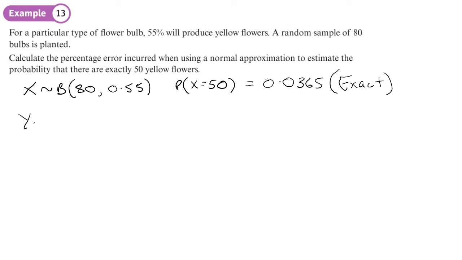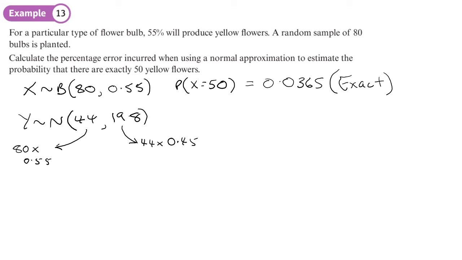Now I'm going to approximate it with a normal distribution. So remember, the mean is going to be N times P. So 80 times by 0.55, so 44. And then the variance is going to be N times P, 44, times by 1 minus P. I don't need to square root it, and that's 19.8. So that's N times P, which is 44, times by 1 minus P, which is 0.45. I'll just check to see if I've done that right. 44 times by 0.45, yeah, 19.8. And we need to do a continuity correction.